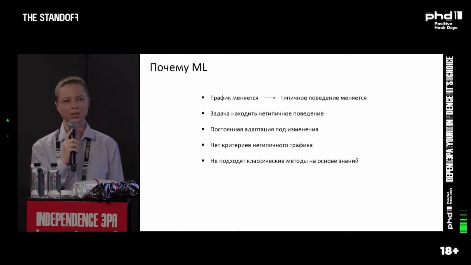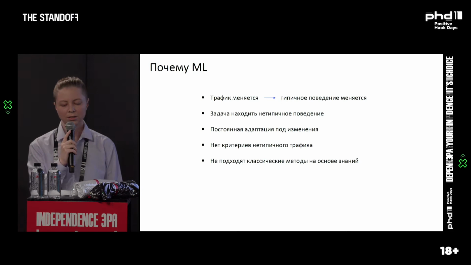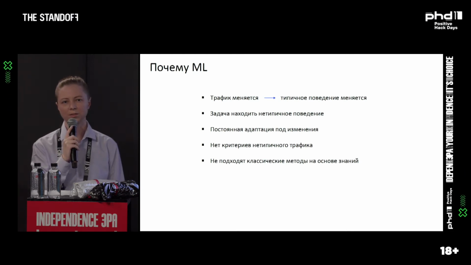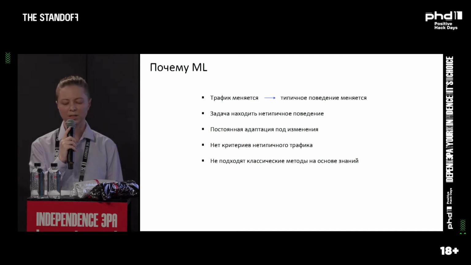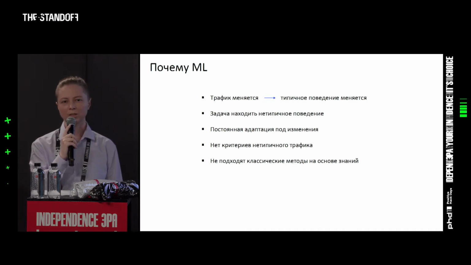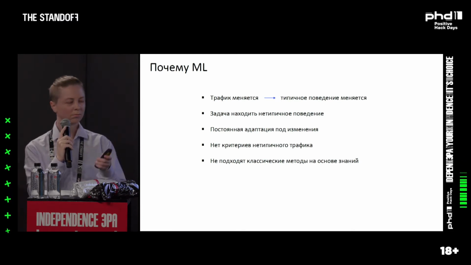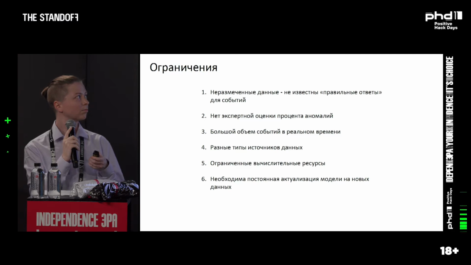And we chose machine learning methods because our purpose was to detect non-typical behavior, which would be described as abnormal behavior. Traffic would change with time, so we needed a system which would automatically adapt to such changes. Machine learning suited as well, thanks to its learning capabilities.